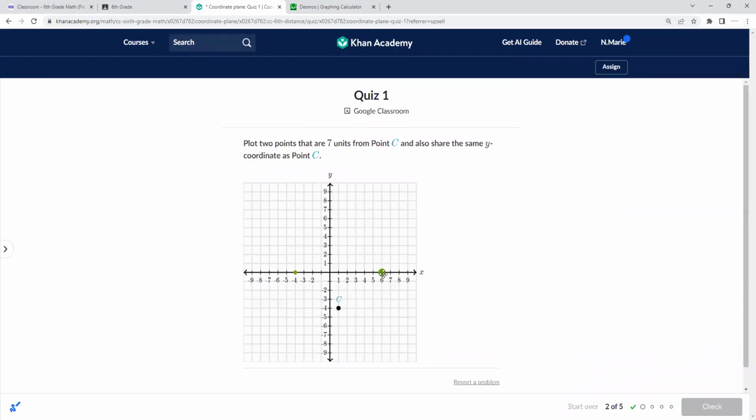And so it says plot 2 points that are 7 units from point C. Okay, well, point C is here, so we want to go 7 units from point C, so we can go up 7 units, which would be there, or to the left 7 units, which would be here. Oh, sorry, they have to share the same y coordinate, so it should actually be over here. Should have read that part. There we go. These have the same y coordinate. The y is -4, and you can see that the distance is 7 units from C. Each point is.